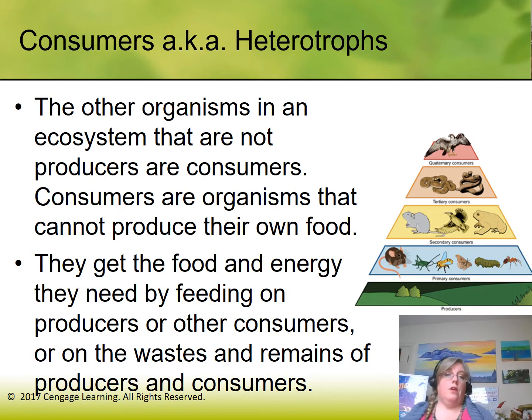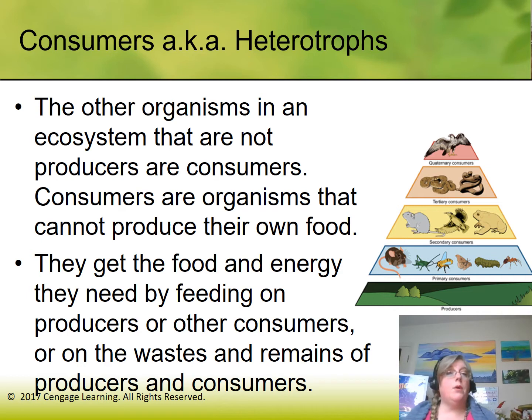The consumers are also called heterotrophs. Heterotrophs, that's the consumers' other name. So the other organisms that are not producers are going to be consumers. The consumers are organisms that cannot produce their own food. And when I say they can't make their own food, I'm not talking about making a sandwich, because I know you can make a sandwich, but you can't stand in an open field with the sun hitting you and all of a sudden you're not hungry anymore. That kind of make your own food, and you know this. Okay, they get the food and energy that they need by feeding on producers or other consumers. Or they eat the waste and remains of the producers and consumers.